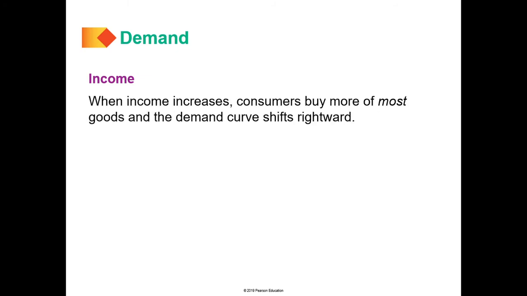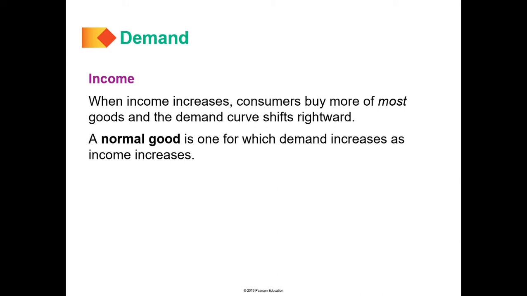The next one is going to be income, and we're going to break that down into two different types of goods as well. So for the most part, when income increases, we're going to buy more of most goods, but that's not the case for all goods. So the first type we're going to look at is a normal good. A normal good is one when our income goes up, we're going to buy more of that good. So an example of that might be steak or air travel or organic food.